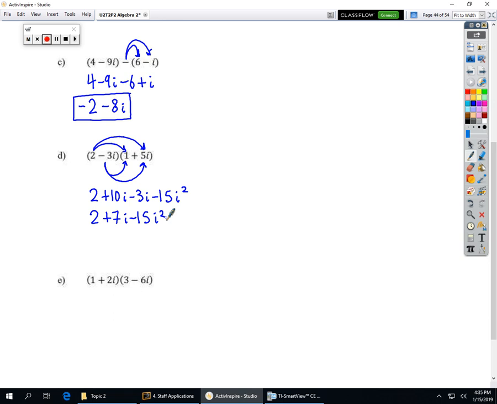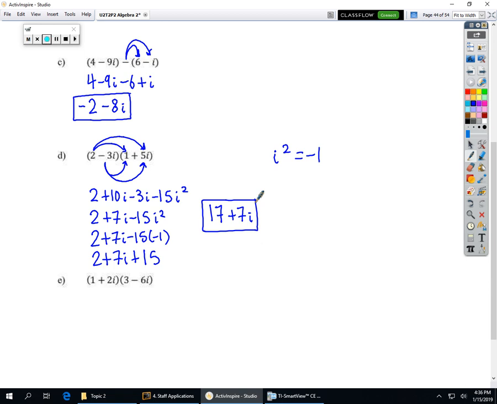Remember, with imaginary numbers, i squared is negative 1, meaning this little i squared has got to change to a negative 1. Negative 15 times negative 1 is positive 15. So you got 2 plus 7i plus 15. Don't leave this. It's not done. What's 2 plus 15? That's 17. So my final answer is 17 plus 7i.